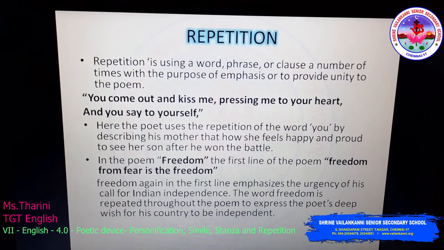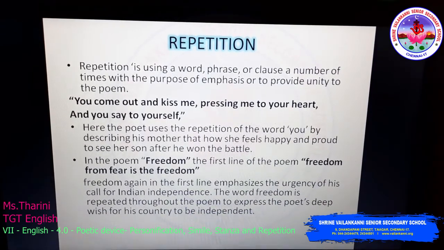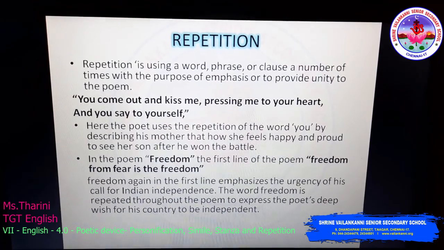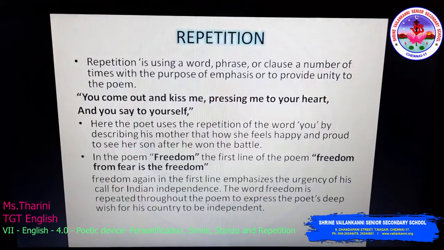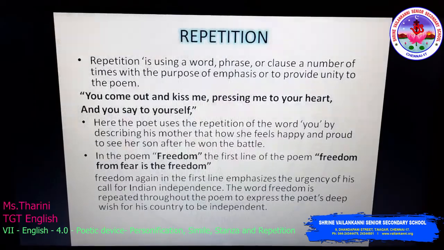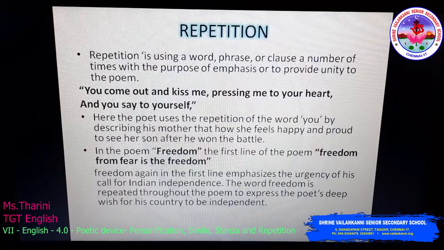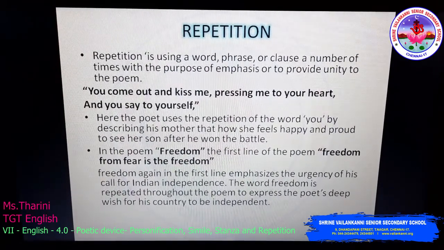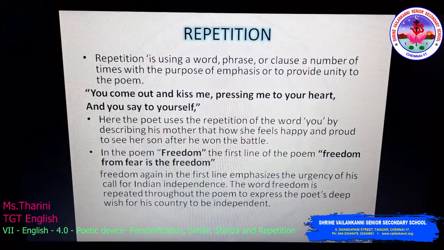Yes, children? Next example from the poem Freedom. The first line of the poem: Freedom from fear is the freedom. Freedom again in the first line emphasizes the urgency of his call for Indian independence. The word freedom is repeated throughout the poem to express the poet's deep wish for his country to be independent. So this is called repetition.